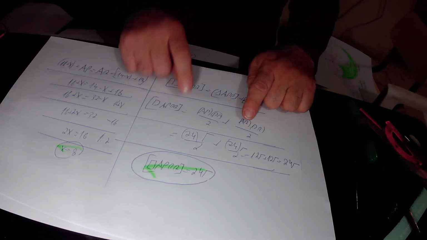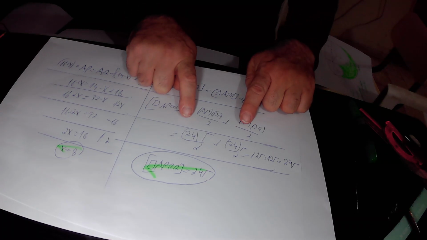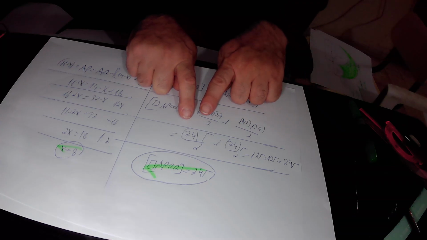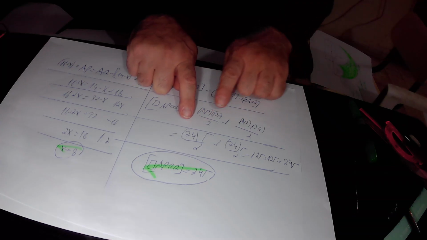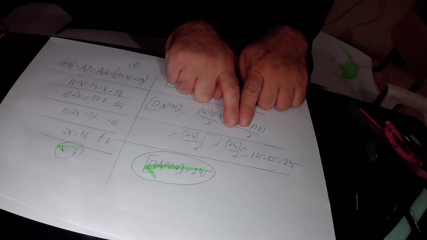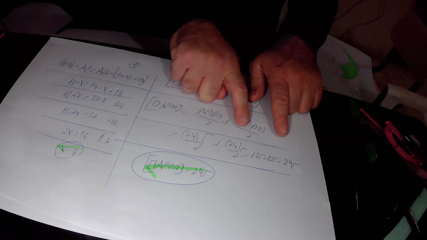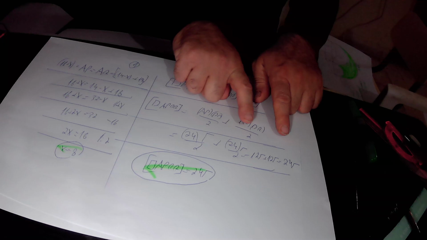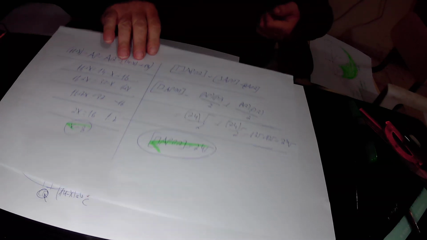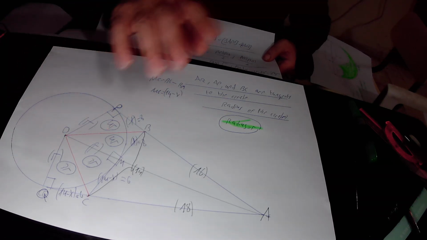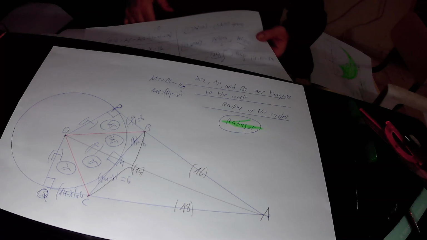So here we have 24R over 2 plus 24R over 2. 24R over 2 is 12R, plus 24R over 2, that is 12R. So 12R plus 12R equals 24R. So in total, we found that the area of this quadrilateral APOQ equals 24R squared in size.